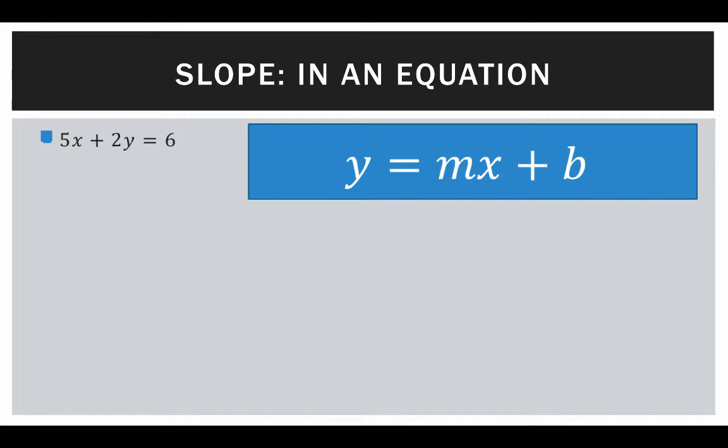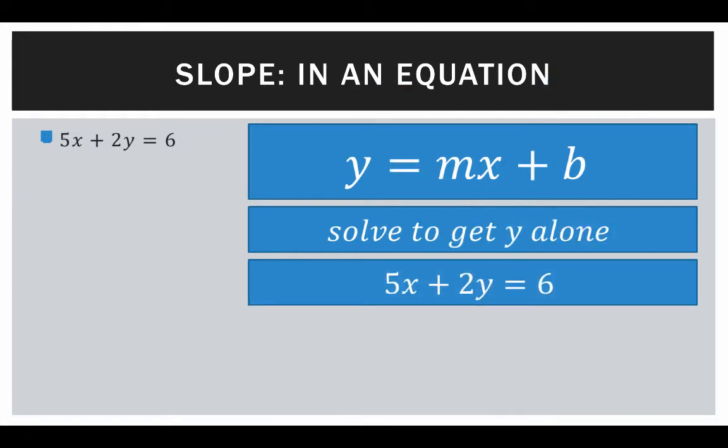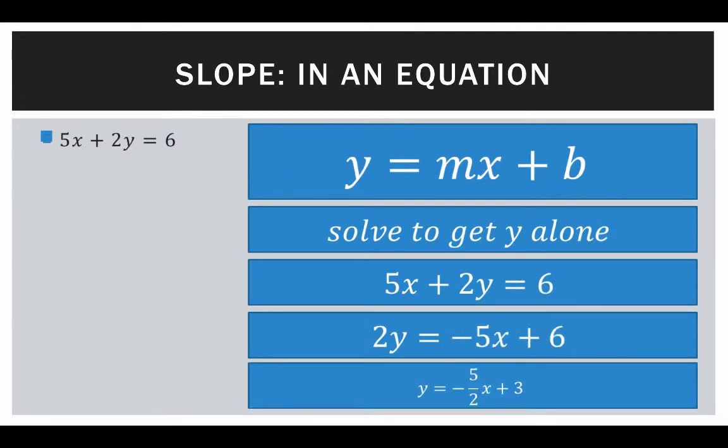That's something that confused me when I was growing up. But just remember that m is the slope and b is the y-intercept. All right, you want to solve to get y alone, so you're given your original equation. You subtract 5x from both sides. You have 2y equals negative 5x plus 6 left over. The next step is to divide by 2. When you divide by 2, you're left with y equals negative 5/2 x plus 3. So the slope is negative 5/2, and our y-intercept would be 3 in this equation.